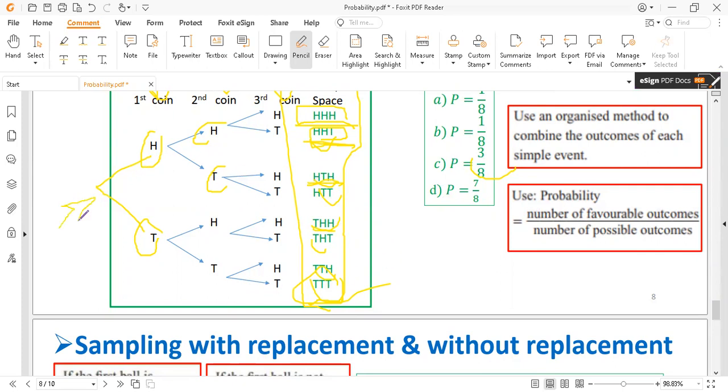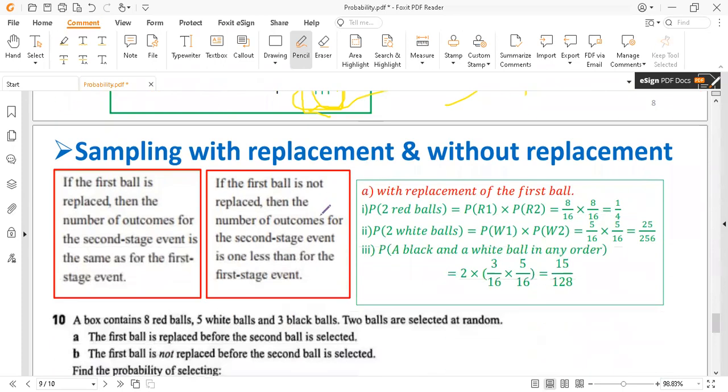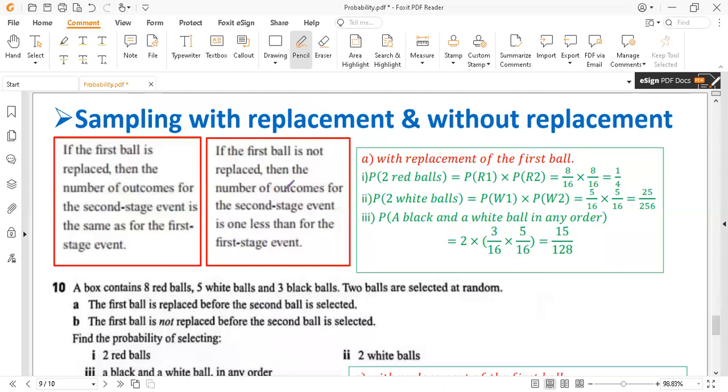Here we used the tree diagram. And you should know that to calculate the probability, we use this rule: number of favorable outcomes over the number of possible outcomes. We should know that the sample space of the possible outcomes can differ or can change from one experiment to another, in sampling with replacement or without replacement.